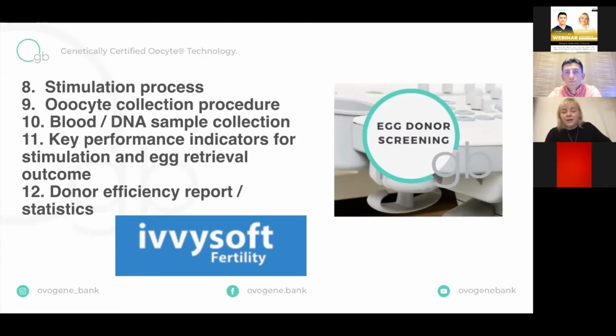And we have our software, EVSoft Fertility, where we control all the donor efficiencies. We have all reports, and we are really thankful to our partners for providing all this. Even if materials are sent to any clinic in any location, we ask to get the reports.